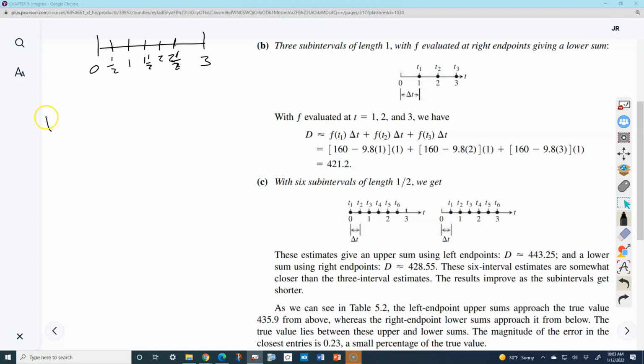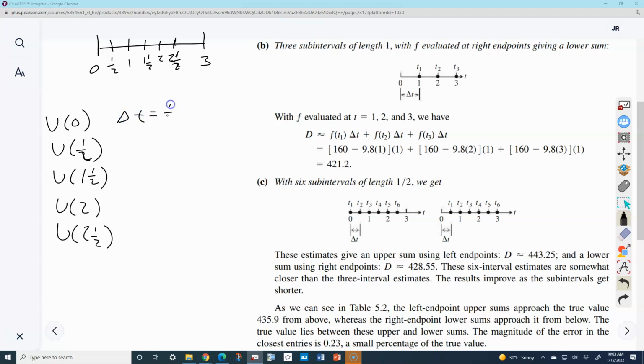So then I would do the velocity at 0, the velocity at a half, the velocity at 1.5, the velocity at 2, the velocity at 2.5, and that would give me all the rectangles I need. And each delta t in this case is not going to be 1, it's going to be a half. And so like that times a half, plus that times a half, plus that times a half, plus that, all added together is going to give me my new estimates for the distance traveled.